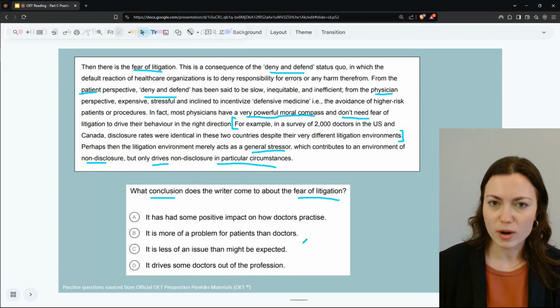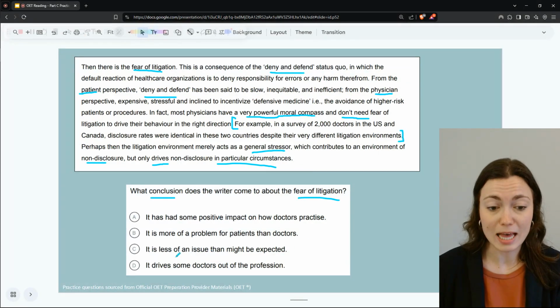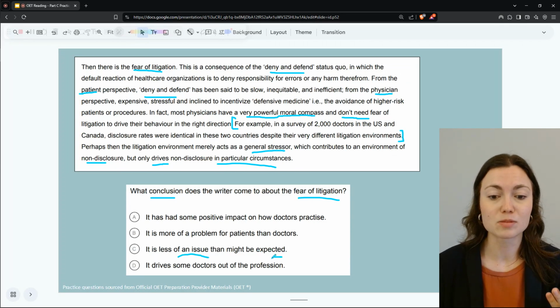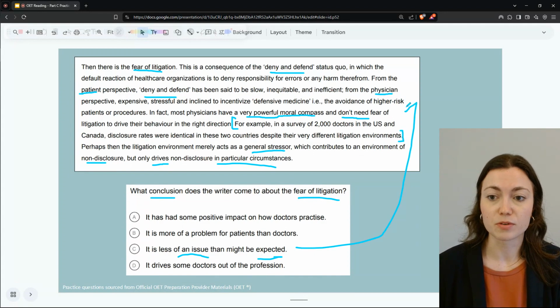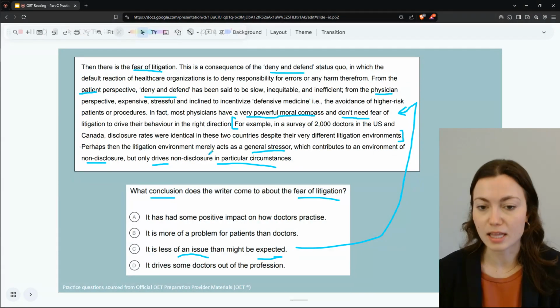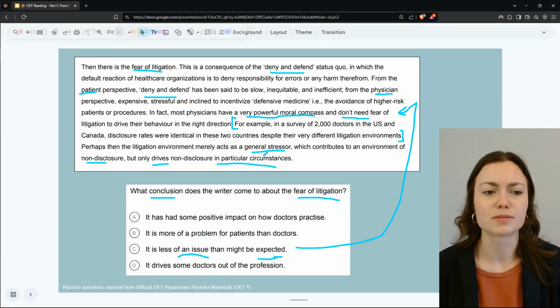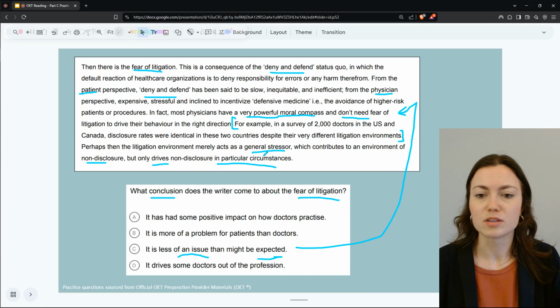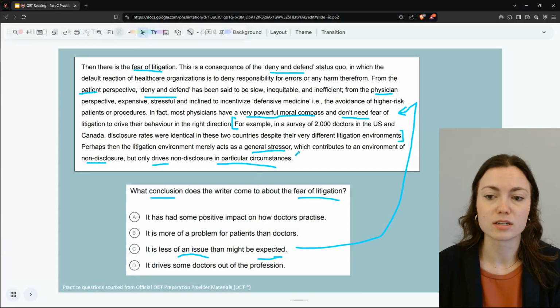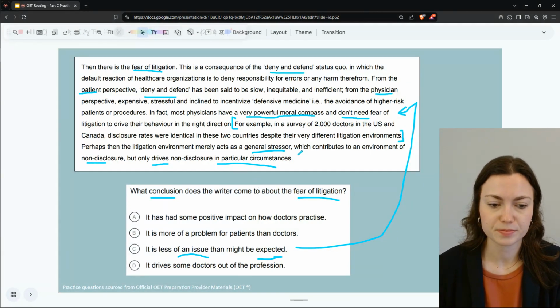That should be pointing you to C, right? It is less of an issue than might be expected. Well, why? Because he's saying for many, it's actually the moral compass which is dictating that. And then later after that example, maybe he's saying it's just a general stressor. It's not actually always the reason that non-disclosure is happening.